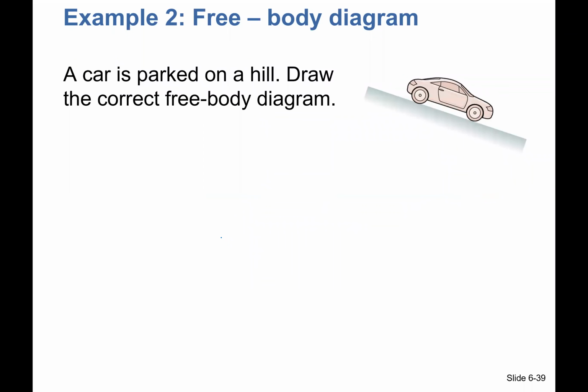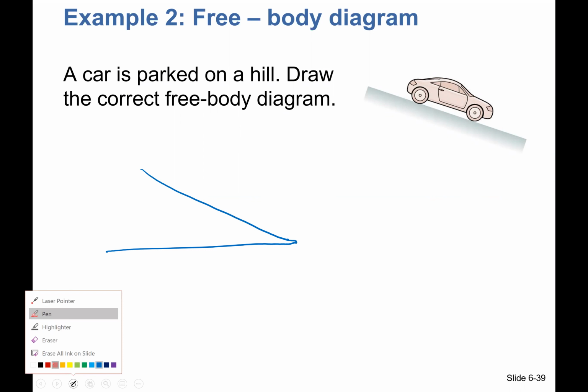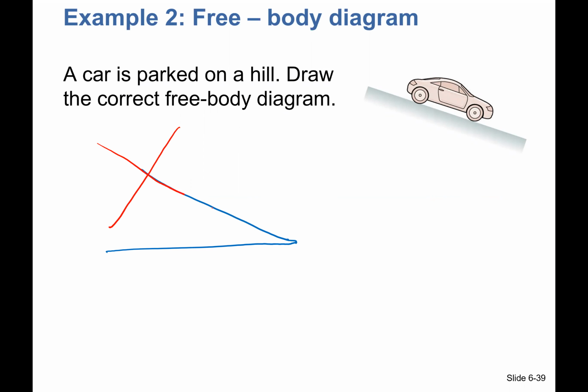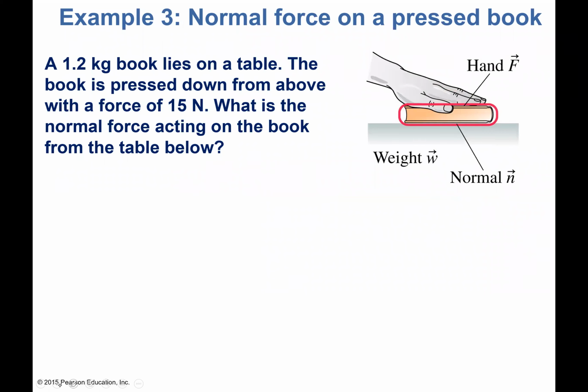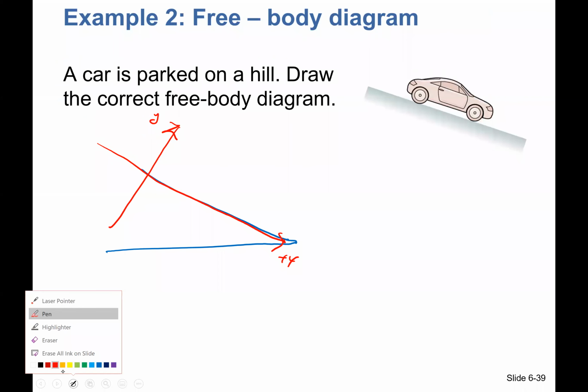Okay, here's another one. You have a car parked on a hill, and you want to draw the correct free body diagram. All right, so I draw a car on an inclined hill, right? And we do the coordinate system like this, remember? So the y-axis, the positive x-axis, and I'm going to take my car and place it here at the center.